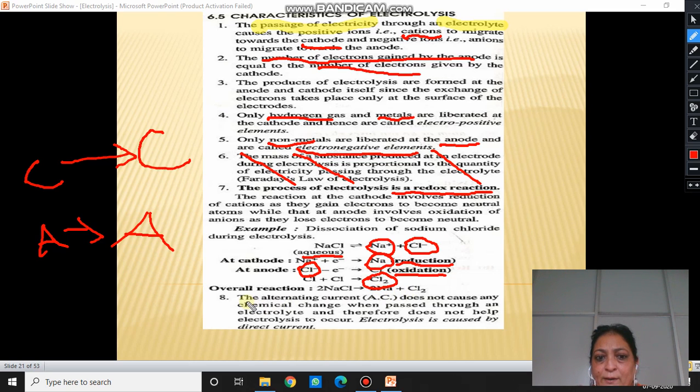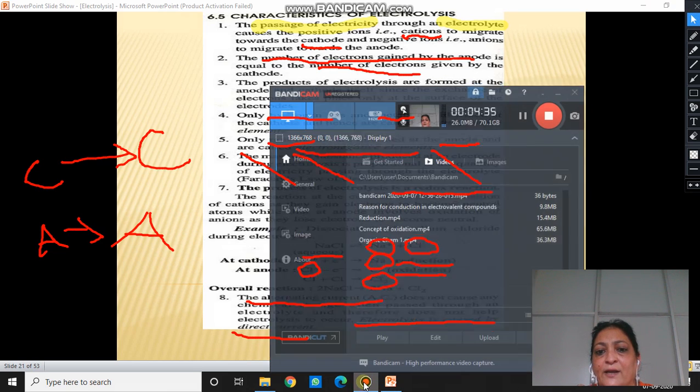Now a very important point: alternating current does not cause any chemical change when passed through an electrolyte. Therefore, electrolysis is caused only by using direct current. So remember, if they ask you the most important characteristic of electrolysis, you should say the easiest one, that electrolysis can be caused only by using a direct current. That will be all for the discussion on the characteristics of electrolysis.